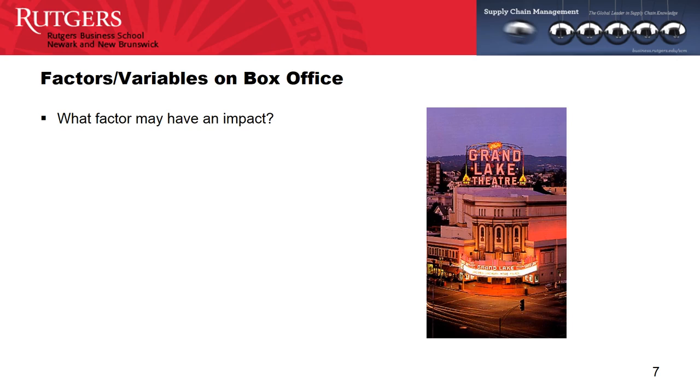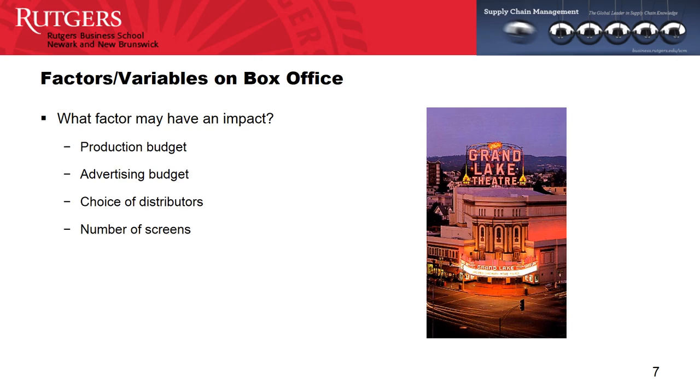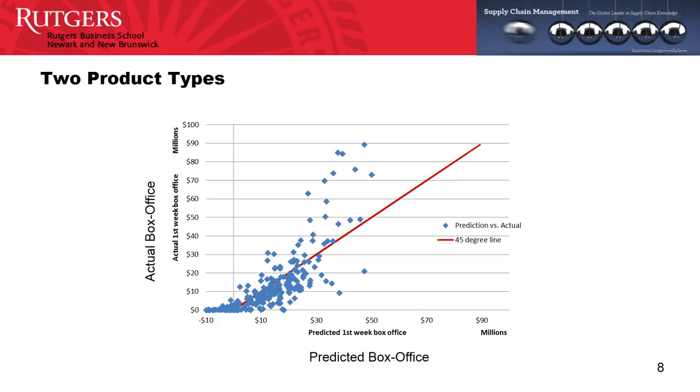Many variables may have an impact on the box office of a movie, such as production budget, advertising budget, choice of distributors, number of screens, release schedule, movie critiques, and movie attributes such as genre and rating. You need a sophisticated mathematical model to take the impact of all these factors into account. Taking these factors into account, we trained a prediction model using historical data.